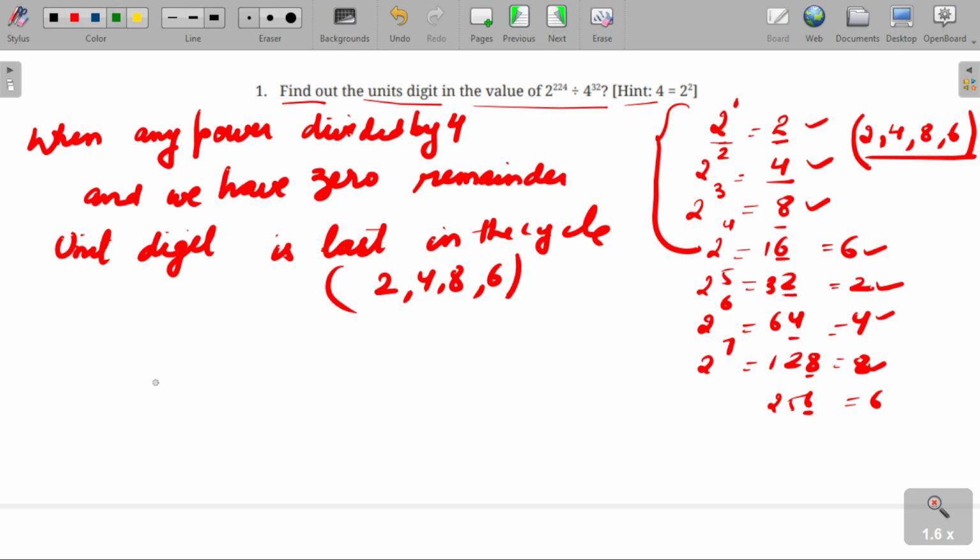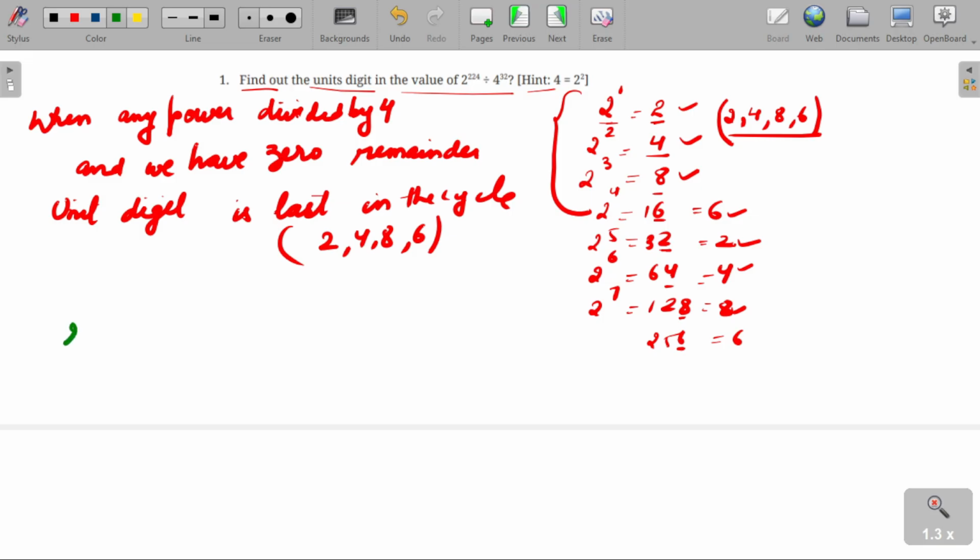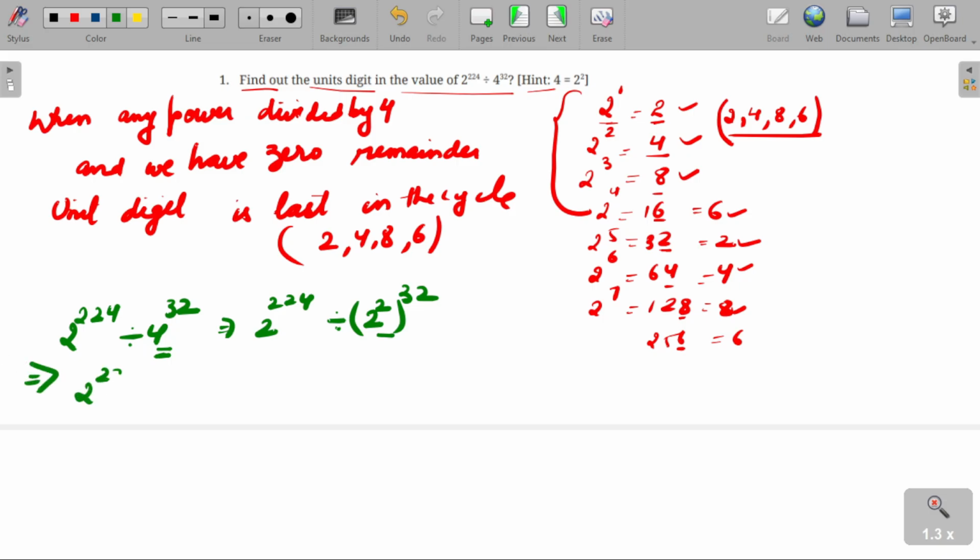Fine. So now let's start with the solution. We have 2 raised to 224 divided by 4 raised to 32. First we'll convert 4 into a power of 2. So this will be 2 raised to 224 divided by 2 square raised to 32. Okay, 4 can be written as 2 square. Next step is 2 raised to 224 divided by 2 raised to 64.